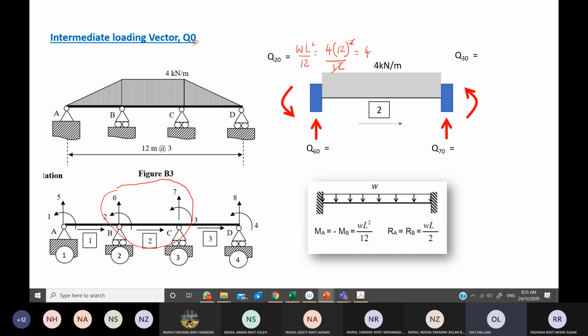Then Q2 naught will be getting 48 as well, because they have the same formula, but it is negative. So these are all in moment, kilonewton meter. Then we can continue with WL over 2. W is 4, L is 12, divide by 2. So you get 24 kilonewton. Similarly for 7.